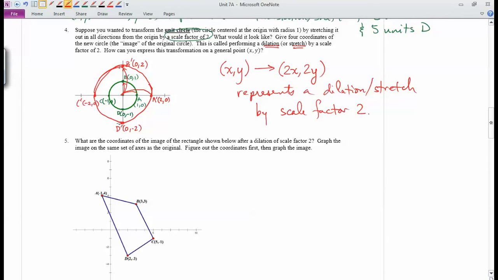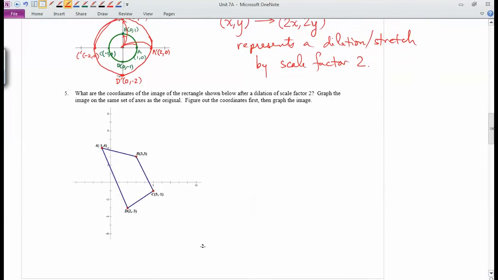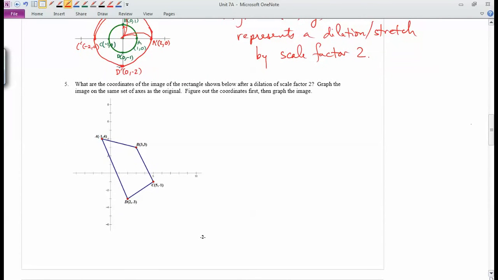So in number 5, we're going to try dilating this thing by a scale factor of 2. So I'm going to take all my points x, y, and I'm going to double them, 2x, 2y. And if we do that, so A is at negative 1, 4. If I double them, I'm going to get 2 times negative 1 is negative 2. 2 times 4 is 8. So A prime will be at negative 2, 8, which is about here.